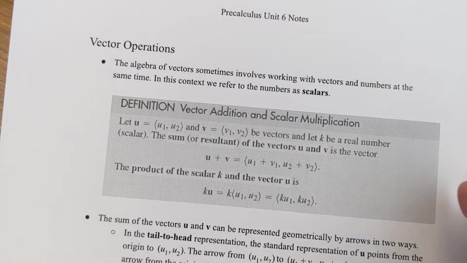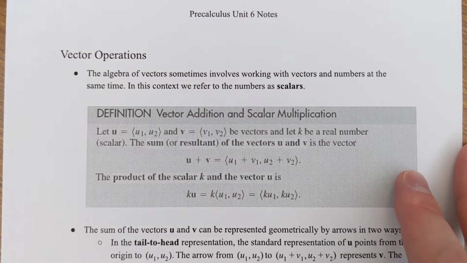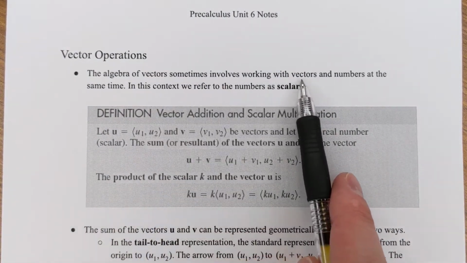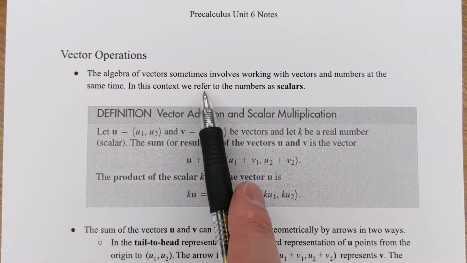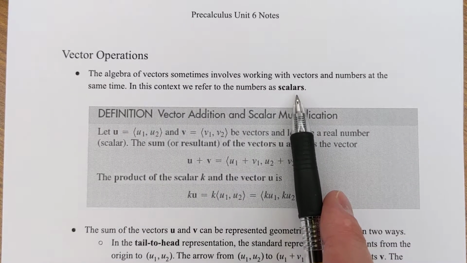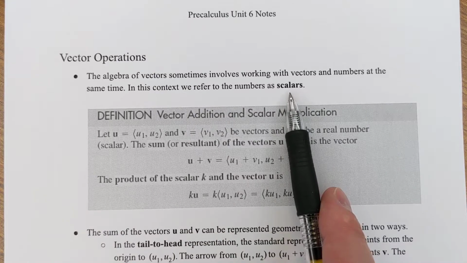All right, so vector operations is how we combine vectors. The algebra of vectors sometimes involves working with vectors and numbers at the same time. In this context, we refer to those numbers as scalars. A scalar is a number that does not have direction and magnitude. So 2 is a scalar, 7 is a scalar.